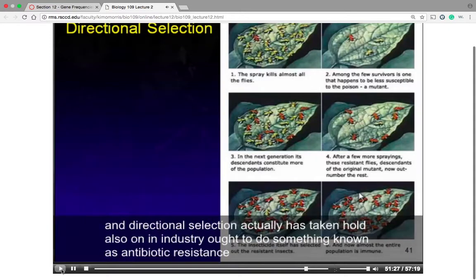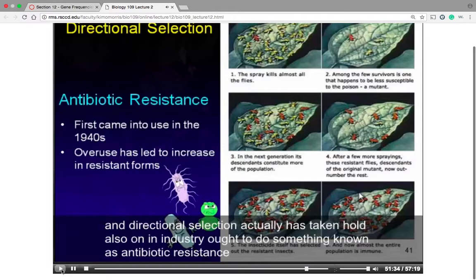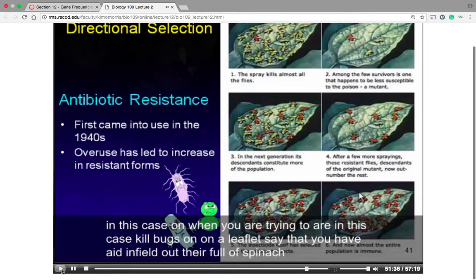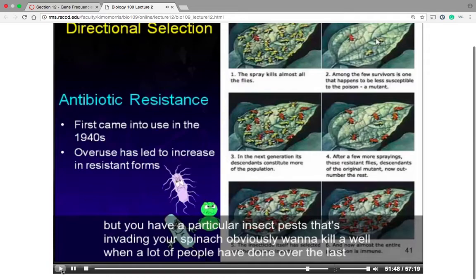And directional selection actually has taken hold also in industry due to something known as antibiotic resistance. In this case, let's say that you're trying to kill bugs on a leaf. You have a field out there full of spinach, but you have a particular insect pest that's invading your spinach. Obviously, you want to kill them.